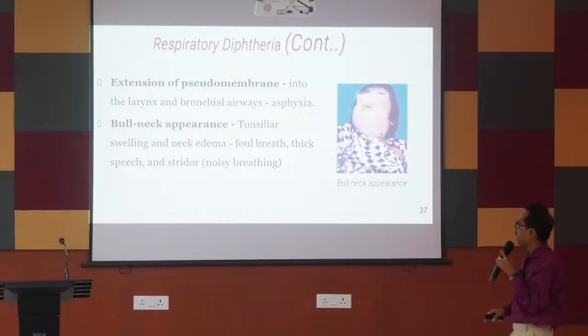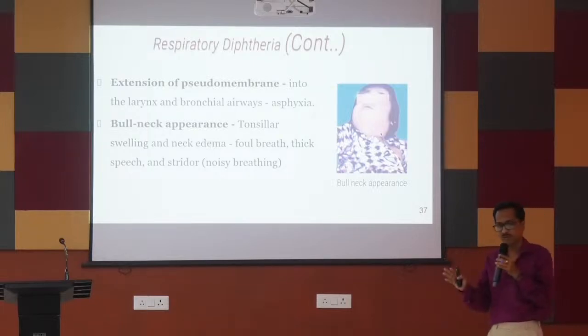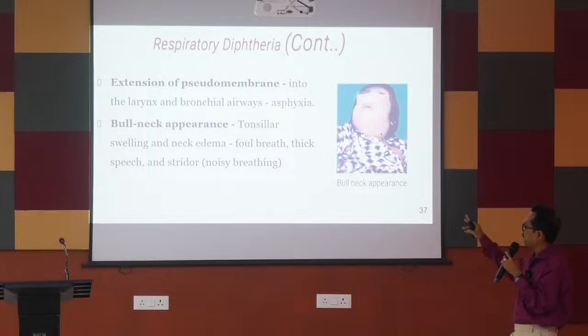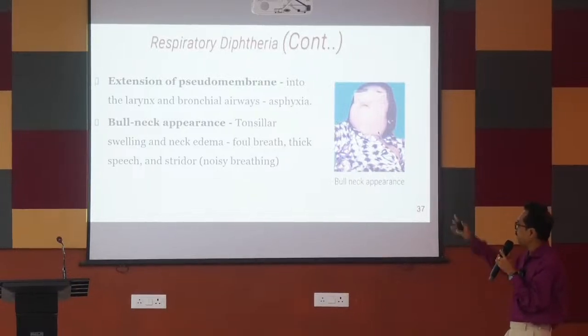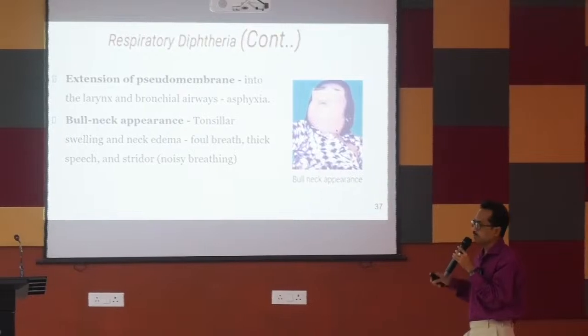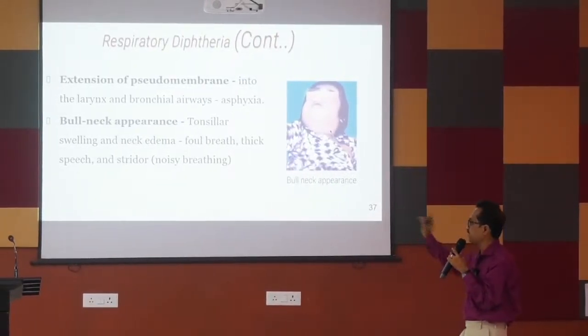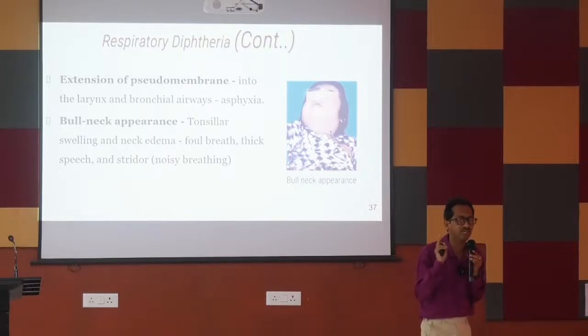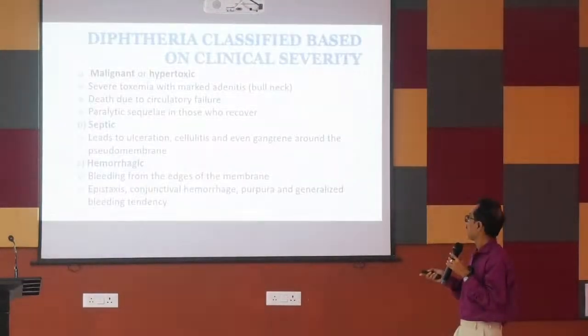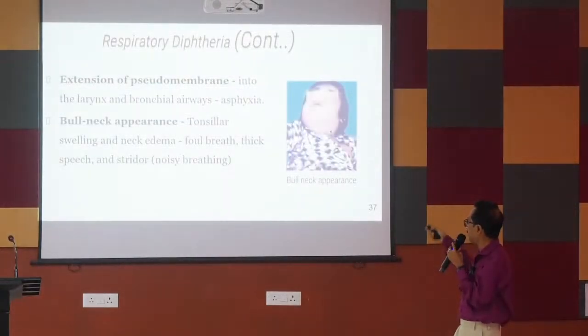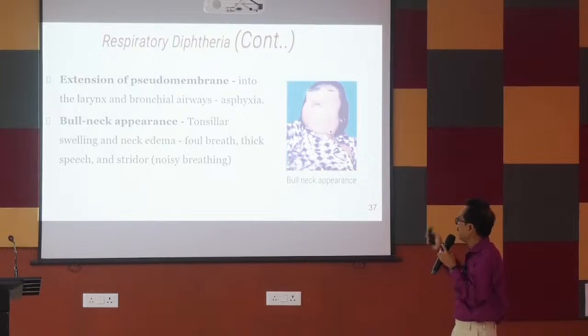Extension of the pseudomembrane may lead to another term, bull neck appearance. That is tonsillar swelling leading to involvement of cervical lymph nodes and formation of bull neck. Neck edema, involvement of cervical lymph nodes, and what other features? There will be foul breath, thick speech and stridor. That stridor is due to the laryngeal involvement. Remember this bull neck appearance, but it is very late. If you get the bull neck appearance, the patient will be in a dire state.